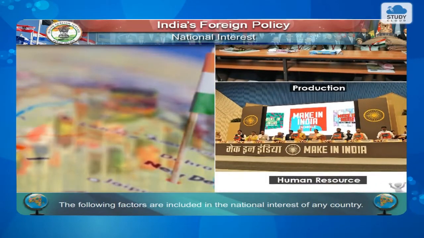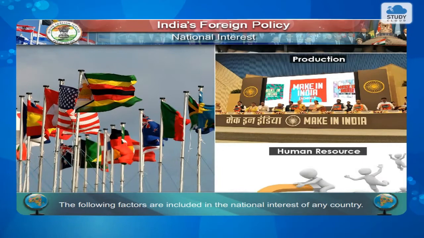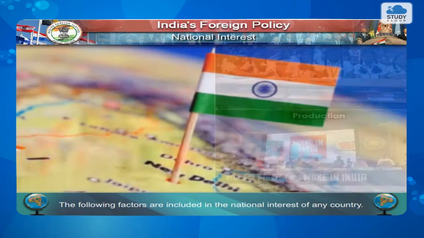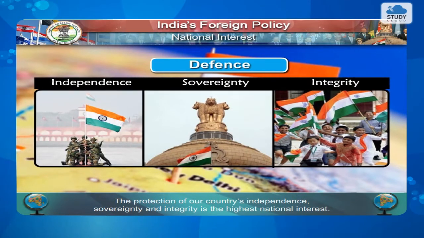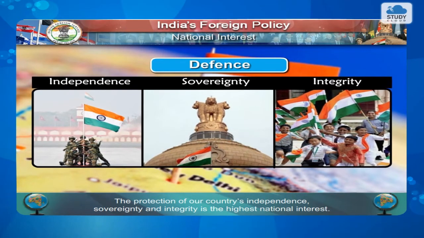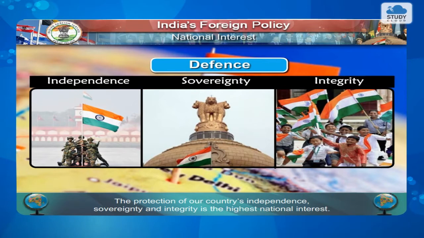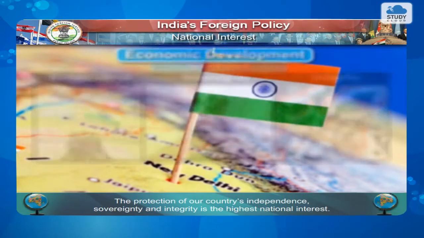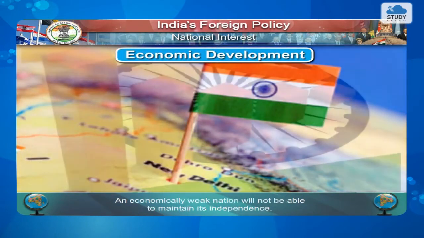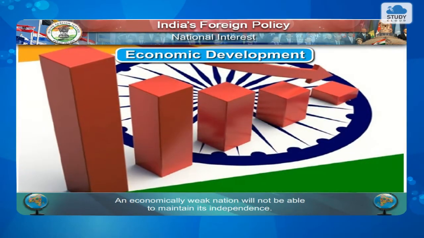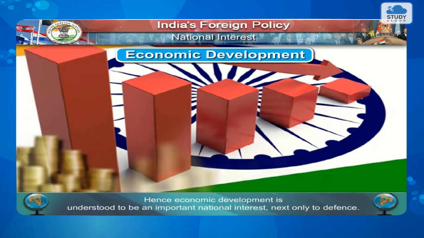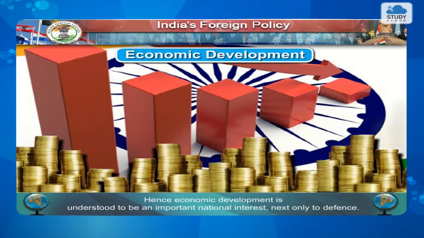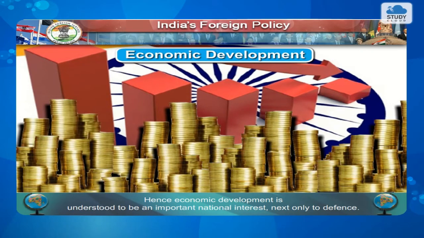The following factors are included in the national interest of any country. Defense: the protection of our country's independence, sovereignty, and integrity is the highest national interest. Economic development: an economically weak nation will not be able to maintain its independence. Hence, economic development is understood to be an important national interest, next only to defense.